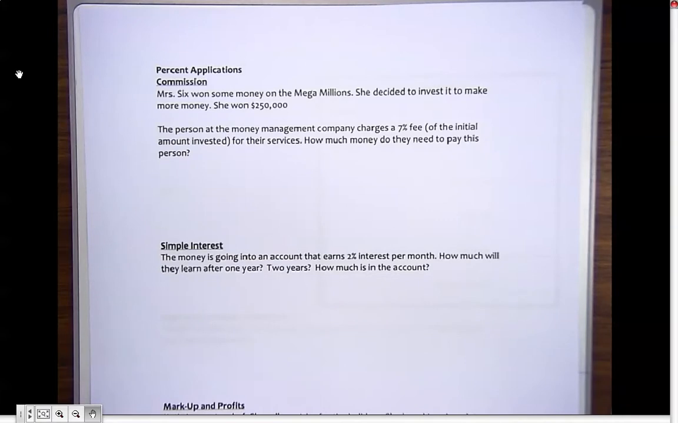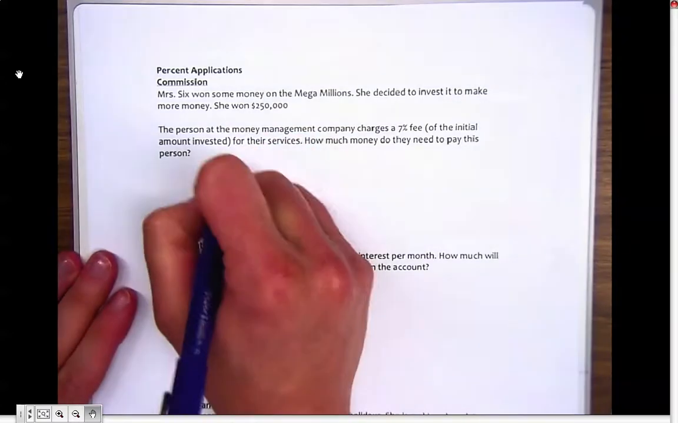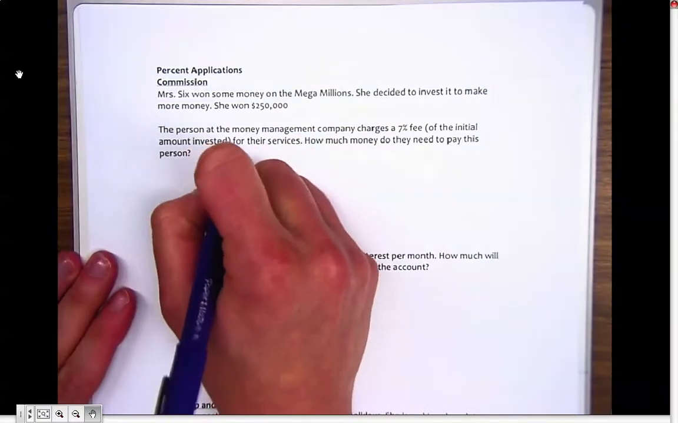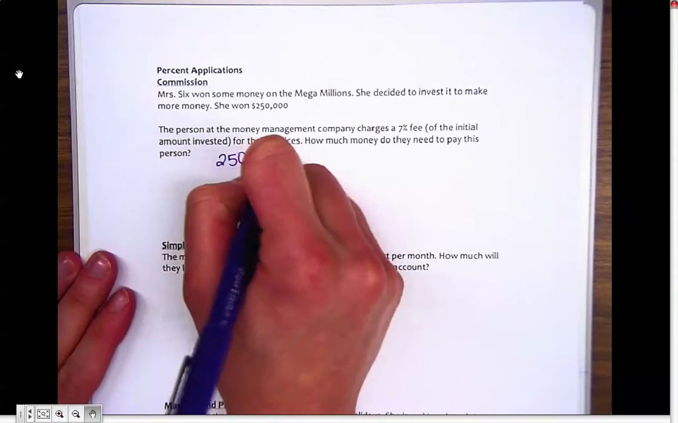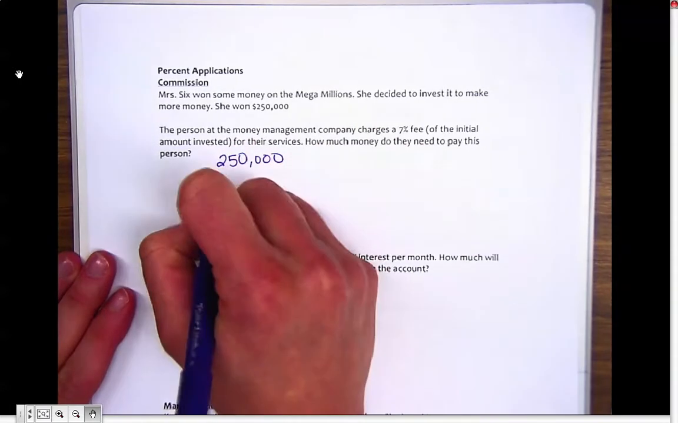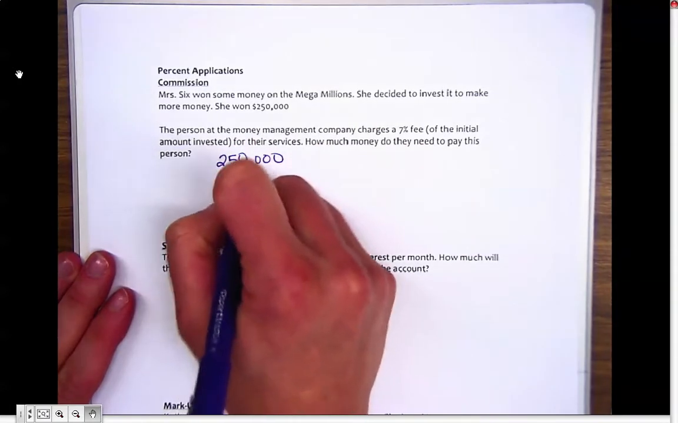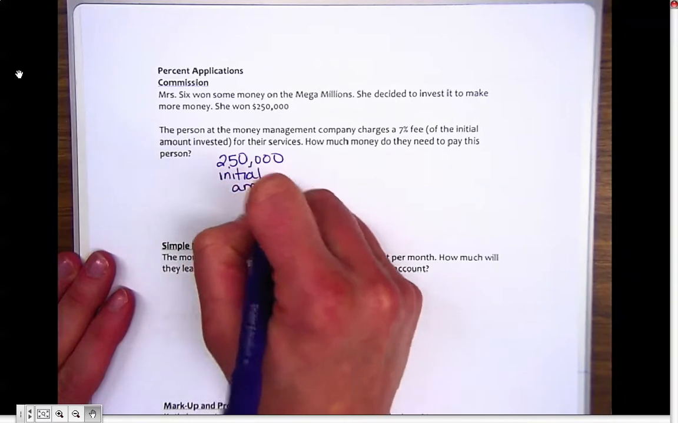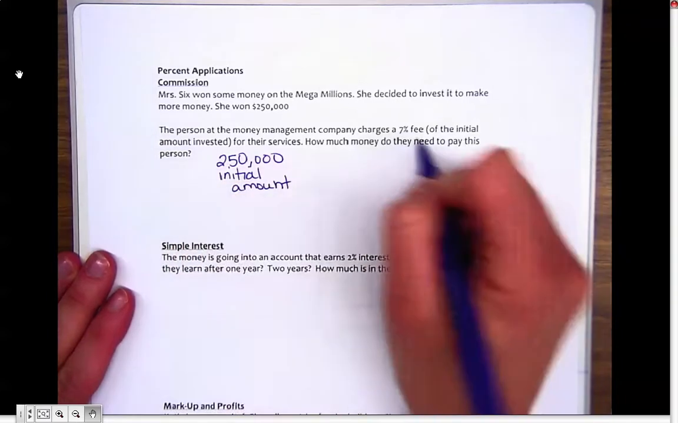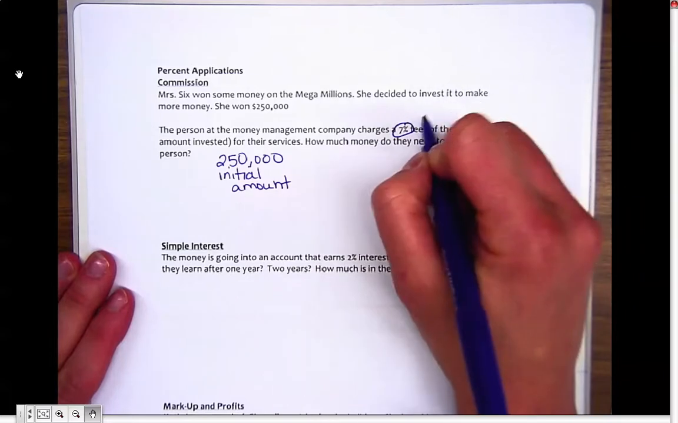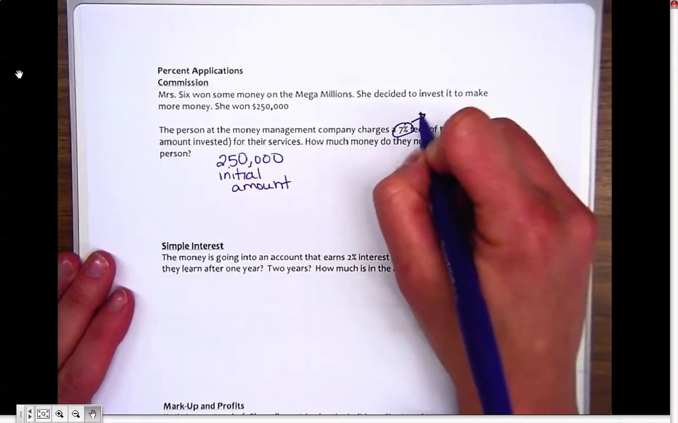There's multiple ways that we can set this problem up. For this problem, though, we're going to use a very basic percent equation. So we're going to take the $250,000, and this is our initial amount. We are going to change our 7% to a decimal.